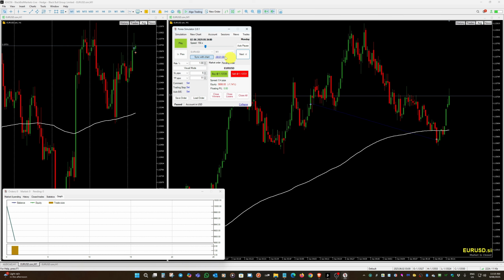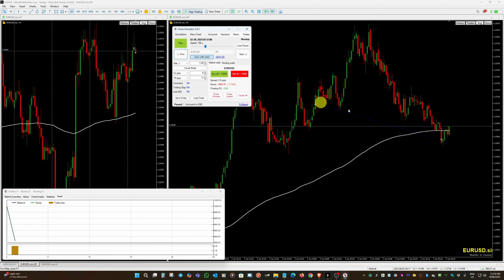Oh, this actually would have been our next setup here. So once we've actually crossed again above the 200 moving average, we would enter a buy again. Let's see how it goes.